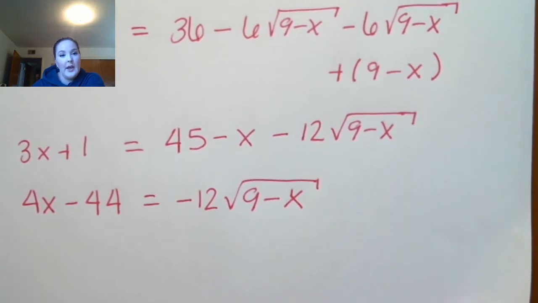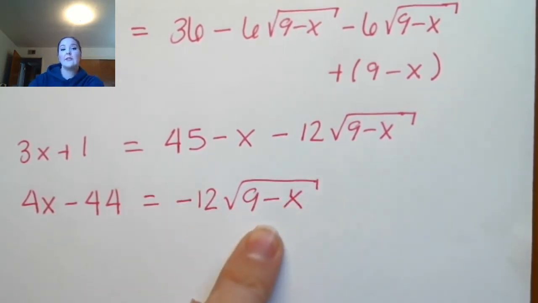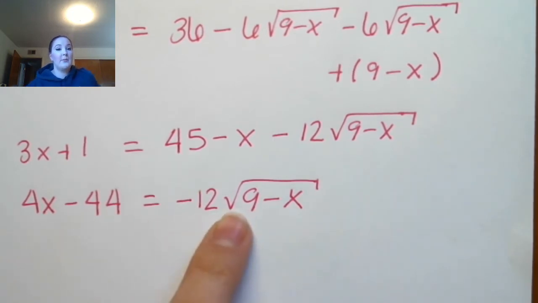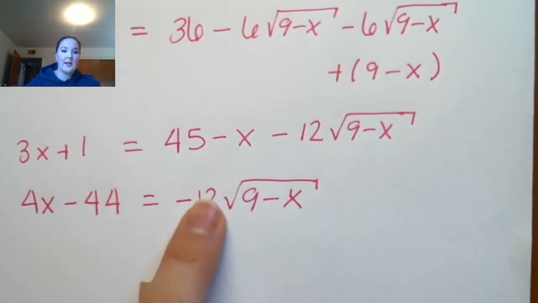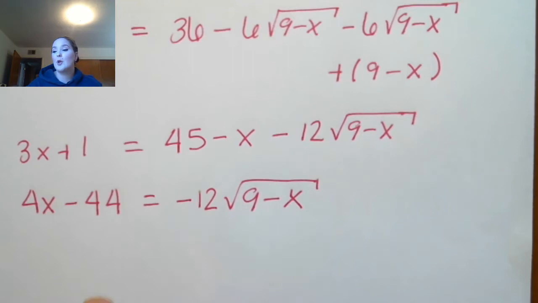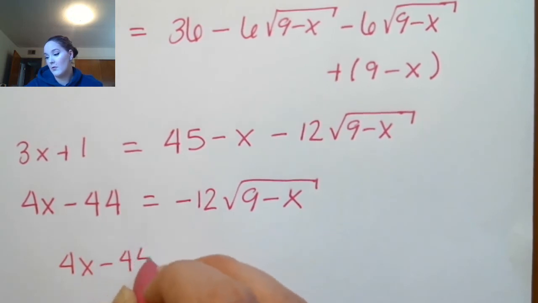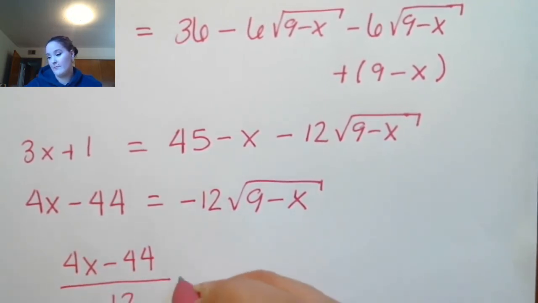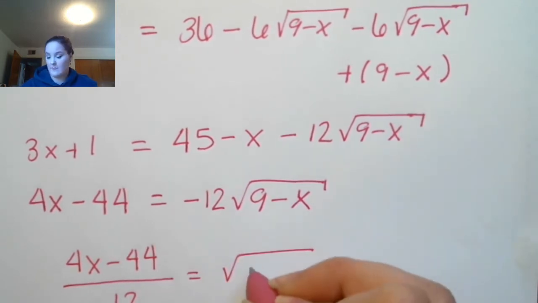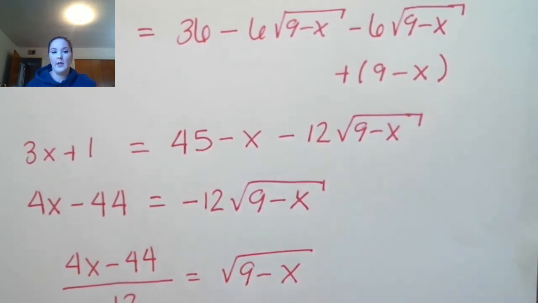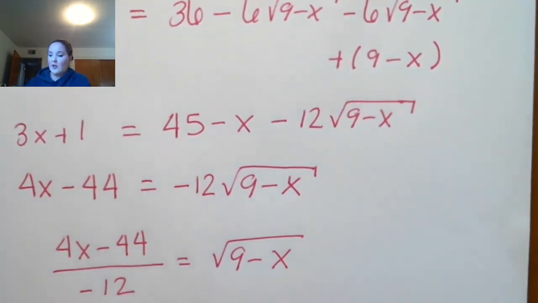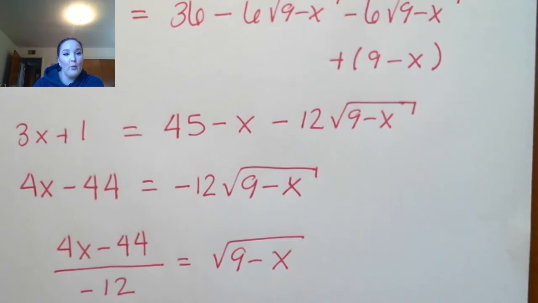And then I'm going to finish isolating the square root. I would consider this part of simplifying after squaring both sides, but now I can see that I still have a square root left. So I'm going to repeat those first two steps: isolate the square root and then square both sides. I'm going to divide both sides by negative 12, and then reduce this fraction on the left side by dividing everything by 4.